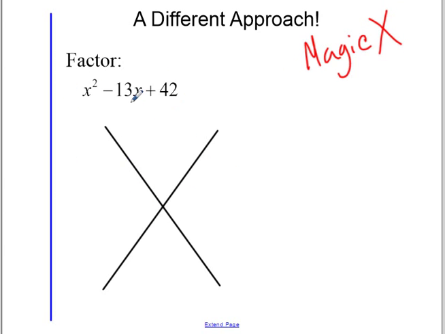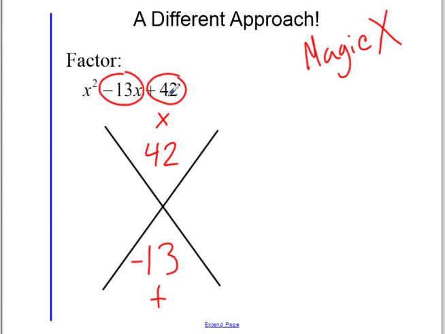But you do have to remember some rules about the magic X. If you can, then it will help you find the answers. In the top of the X, we're going to put a number that is made because of multiplication. The number that is made from multiplication is the 42. The number that is made from addition is the negative 13. Again, the 42 is made from multiplication, and our negative 13 is made from addition.